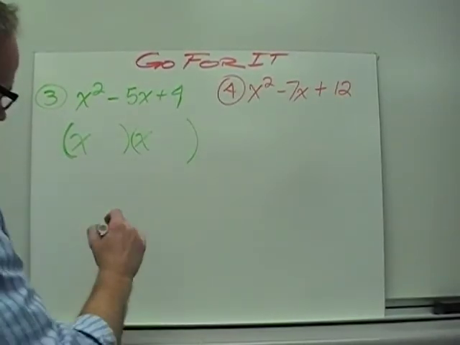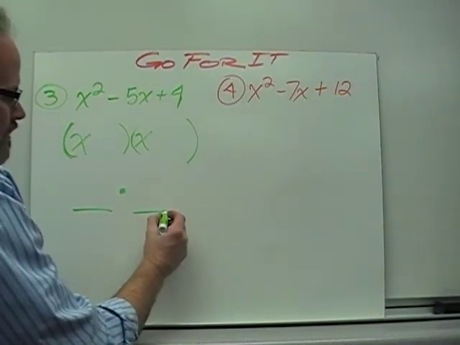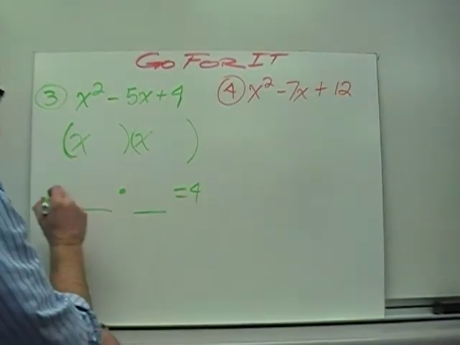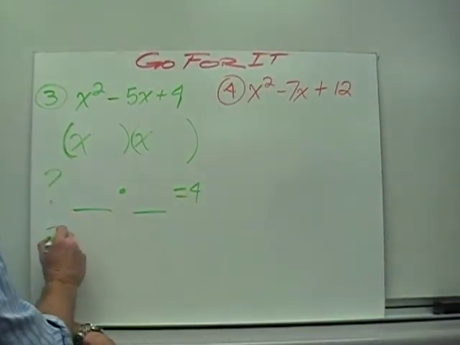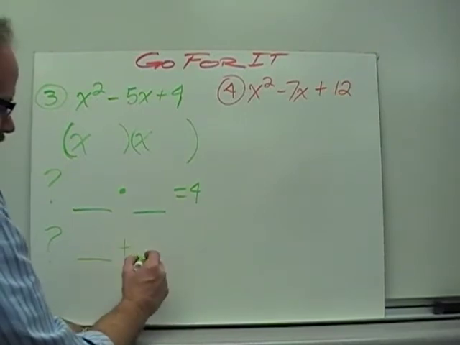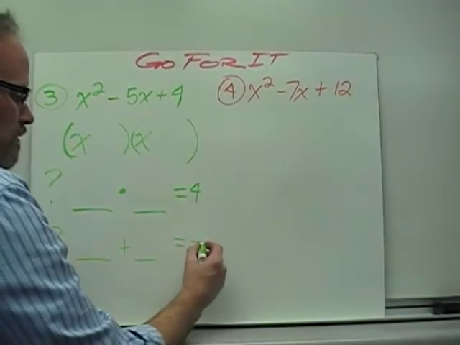And I'm trying to think what two numbers times themselves will give me the c, which is 4. So that's a big question mark right here. The other question mark is, I also want the same numbers when I add or subtract them to equal negative 5.